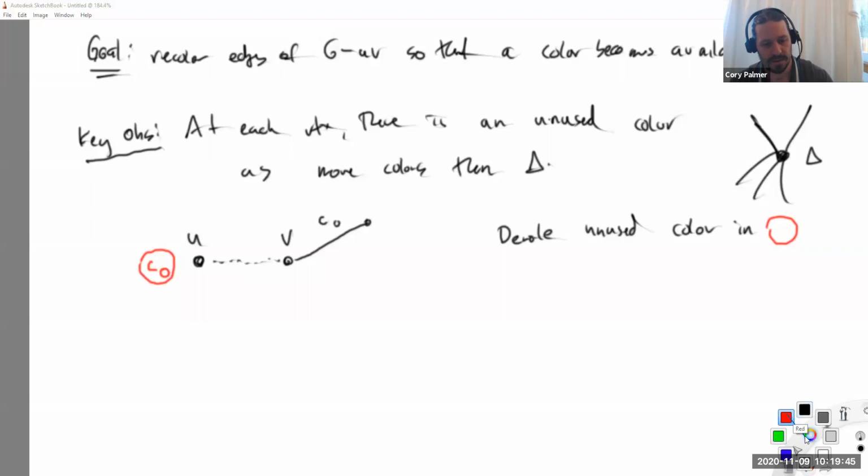Now at V, there's an unused color. V is also a vertex, so V has an unused color. Let's call it C1. Notice necessarily C1 is different from C0 because V sees C0. So C1, the color it doesn't see, is something other than C0. C1 is the color missing at V. Great, so then why can't I color this edge with color C1?